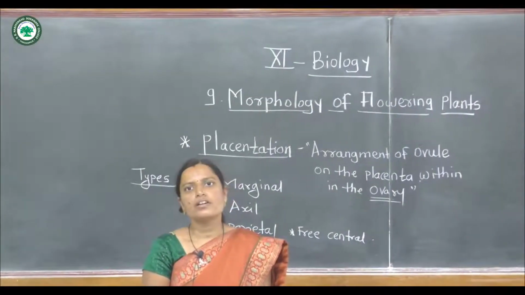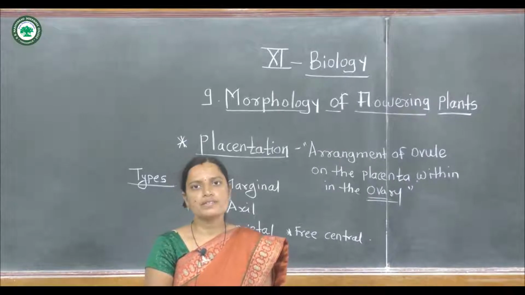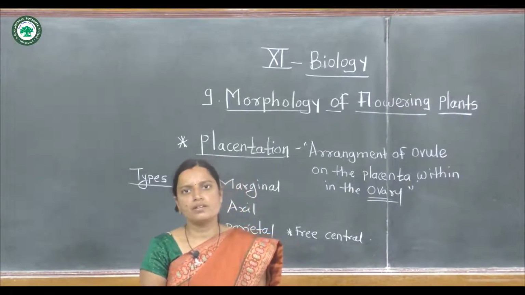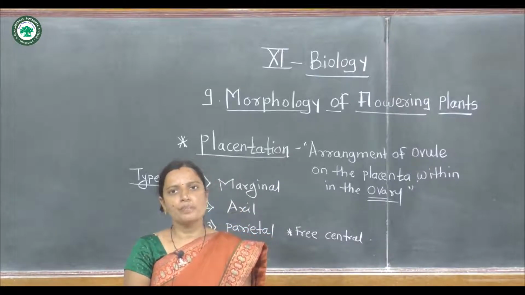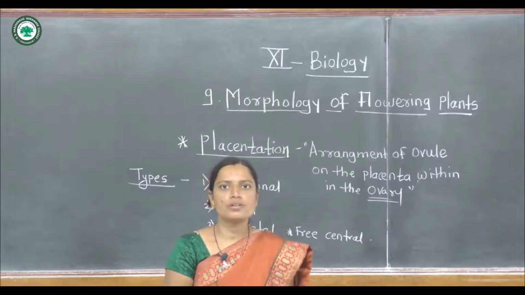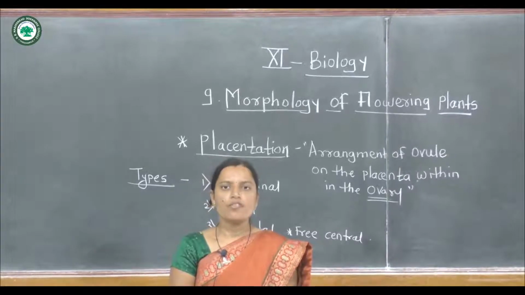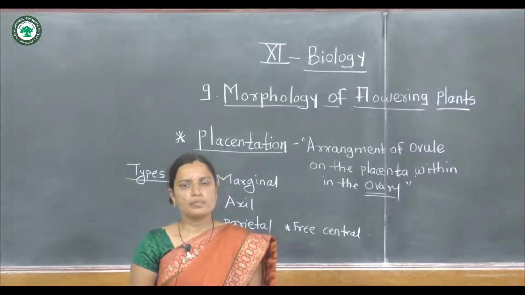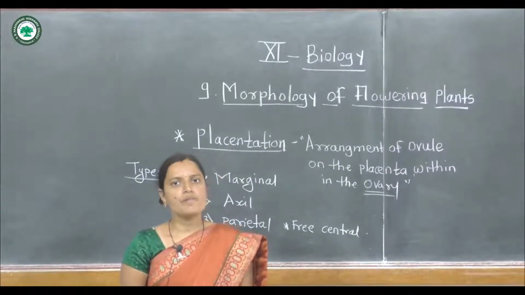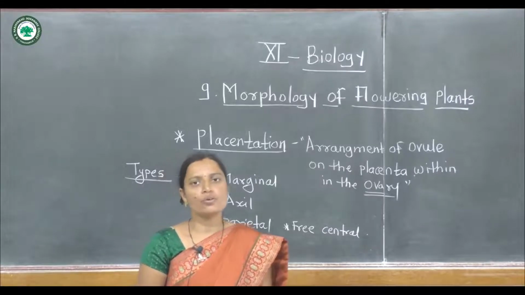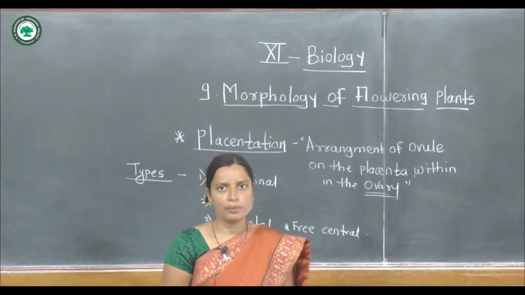Hello friends, in the last video we discussed the structure of the flower and its parts. The flower is important for sexual reproduction, and there are four types of whorls: the calyx, corolla, androecium and gynoecium. These are the four important parts of the flower.